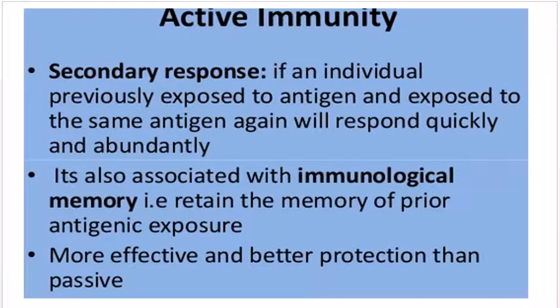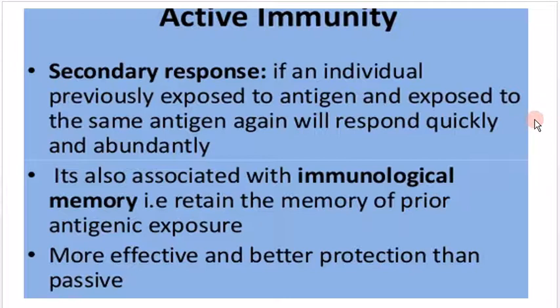Active immunity is also called a secondary response. There are two types of response, a primary response and a secondary response. If an individual was previously exposed to an antigen, and the same antigen attacks again after a certain period of time, the adaptive immunity responds once more to that pathogen. So a second-time entry can be easily overcome by the adaptive immunity.